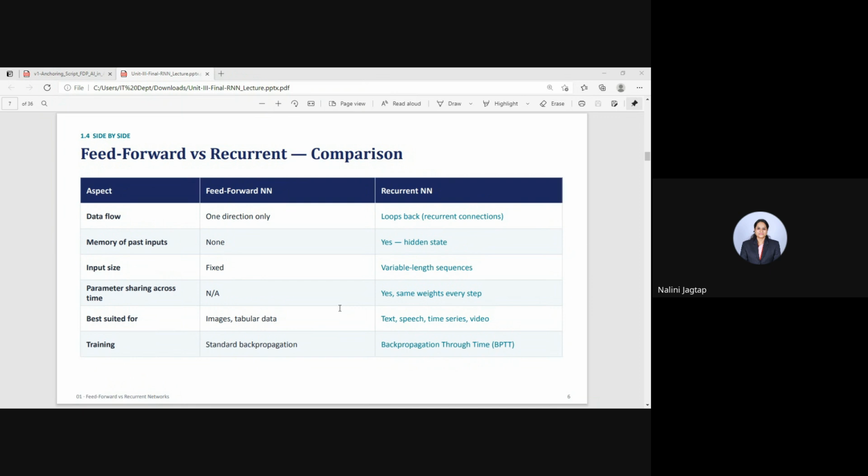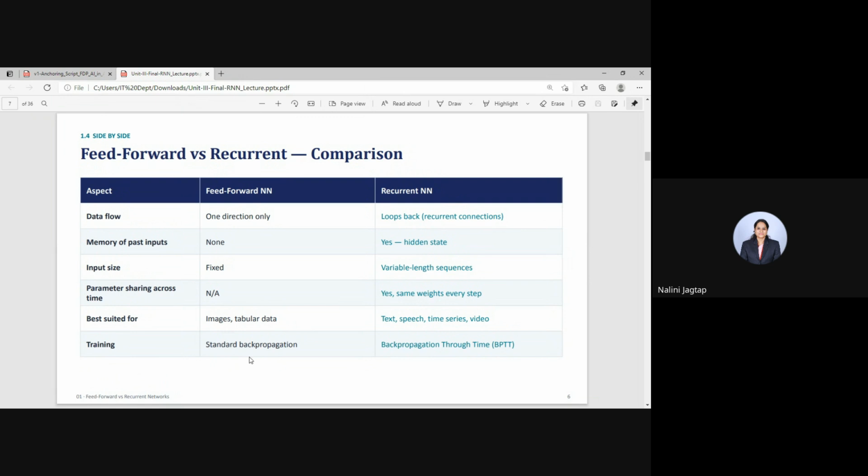The feed forward network is best suited for images and tabular data. The recurrent neural network is suitable for text, speech, time series, and videos. The training is standard backpropagation in the feed forward neural network, and the recurrent neural network is trained with backpropagation through time, that is BPTT, which is the term for training a recurrent neural network. Right? I hope till here you are clear with the difference between the feed forward network and the recurrent neural network. Right? And so we will move to the types of RNN.